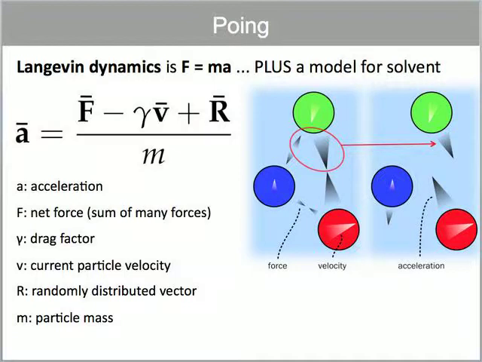The dynamics in Poing is driven by random bombardment by notional solvent molecules using the Langevin equation. Langevin is essentially a rearrangement of Newton's equation with two extra factors. Drag, represented here by gamma v, which simulates the slowing of particle motion by the drag of the surrounding solvent, and r, which denotes a random bombardment vector from individual solvent molecules.